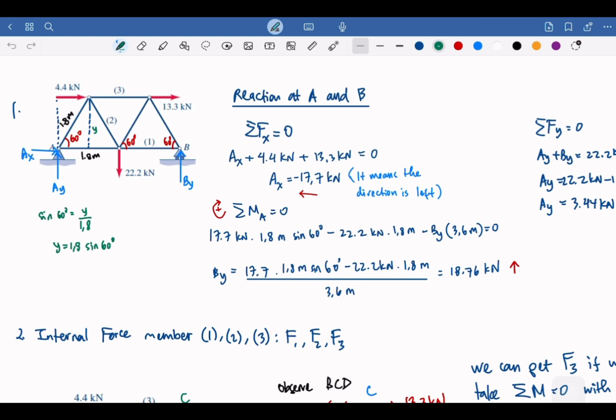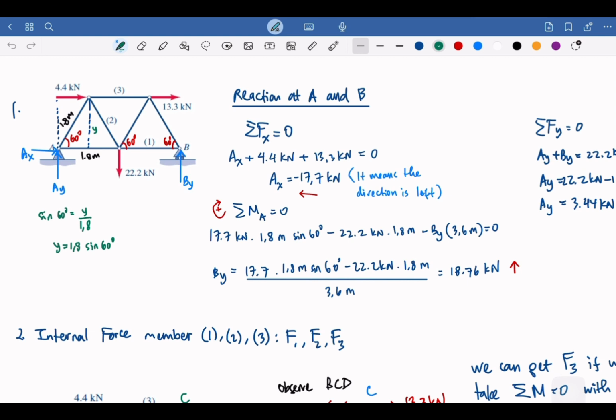Why? Because the external force is going down, so you should have a reaction that's going up. Okay, logically, you could expect the result. Okay, the result will be this.